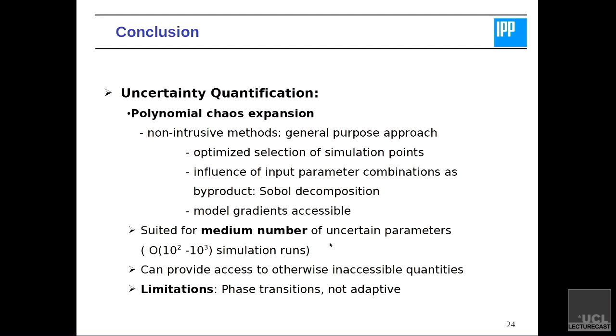I'm sure we each think of cases where this would work, and there's other cases where we wouldn't expect it to work. It can provide access to otherwise inaccessible quantities. It has its limitations. If you have a phase transition in the phase space, then this is not really going to work. What you really want is something that is relatively smooth over the whole domain in terms of how things behave.